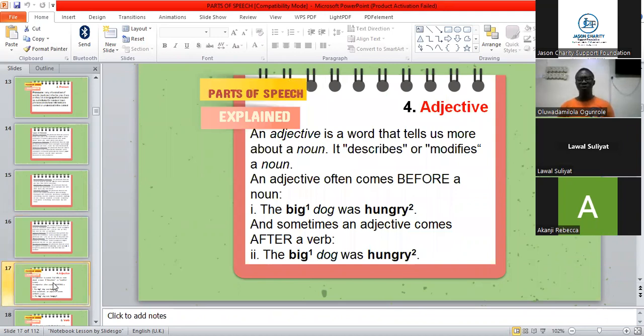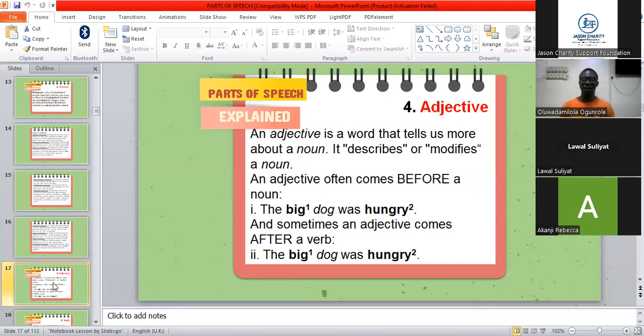Now, away from pronouns, we talk about adjectives. An adjective is a word that tells us more about a noun. So basically, what an adjective does as a part of speech is that it describes a noun. It gives us more information about a noun. It gives us a better explanation. It explicitly tells us more about a noun.